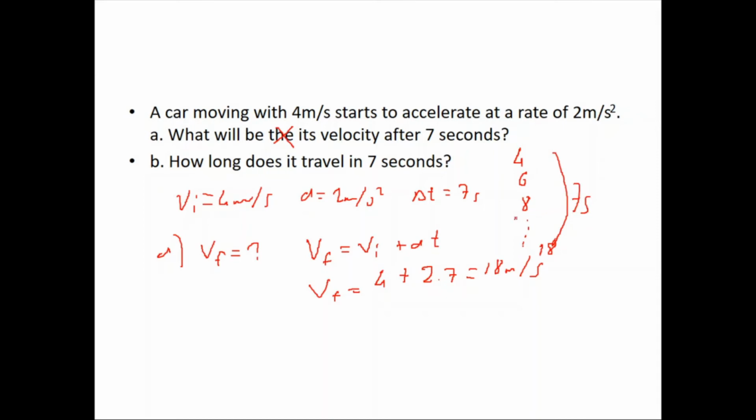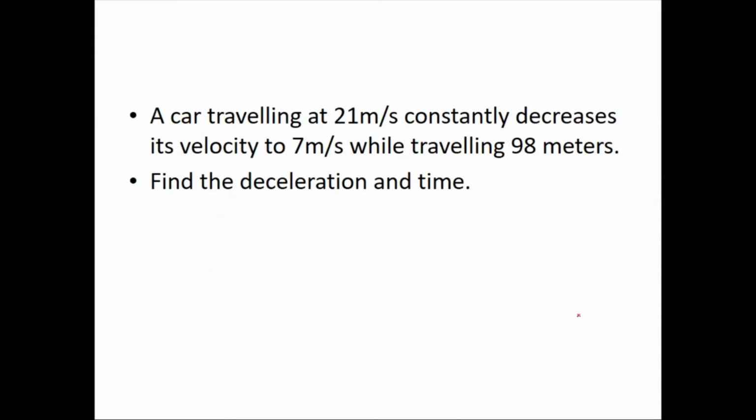Then let's look at the distance. How long does it travel in 7 seconds? For finding distance, our formula is delta x is equal to v initial times t plus 1 over 2 a t squared. Initial velocity is 4 times 7 seconds plus 1 over 2, acceleration is 2, times 7 squared. If we do this calculation, we will get 77 meters. Okay, let's look at another example.